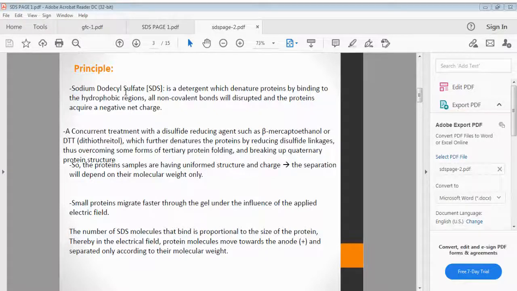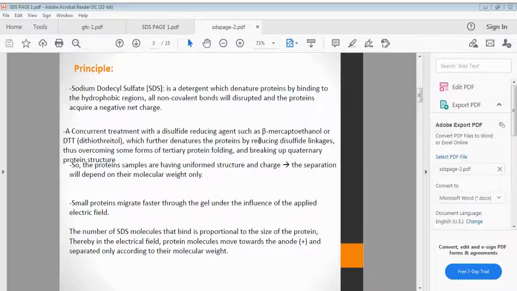So what is SDS? It is a detergent which attributes a negative charge to the protein. So what does it do? The beta mercaptoethanol will disrupt the disulfide bridges, and the SDS will bind to the hydrophobic regions. All non-covalent bonds will be disrupted, and the protein will get a net negative charge. That is the role of SDS.